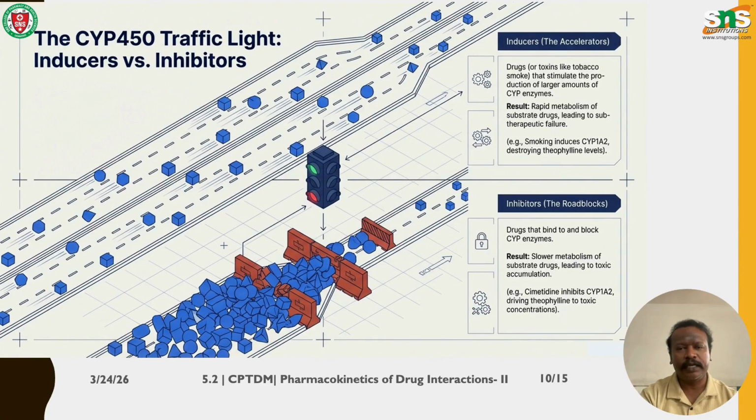Enzyme inducers increase enzyme activity, which increases drug metabolism and reduces drug effectiveness. For example, smoking reduces the effect of theophylline. Enzyme inhibitors decrease enzyme activity, which increases drug concentration and may cause toxicity. For example, cimetidine increases theophylline toxicity.